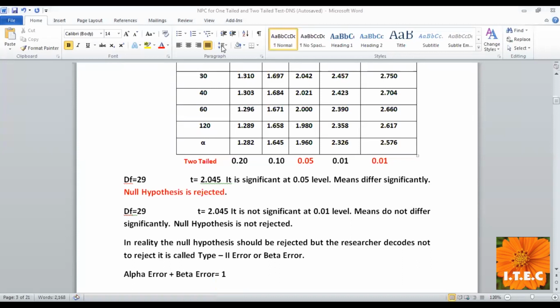Now, if you want, I can give you a very simple way to remember. Do you want or not? If you want, I give, otherwise I proceed further. Okay, let me give you.